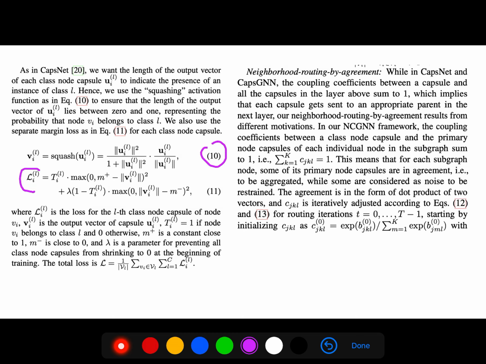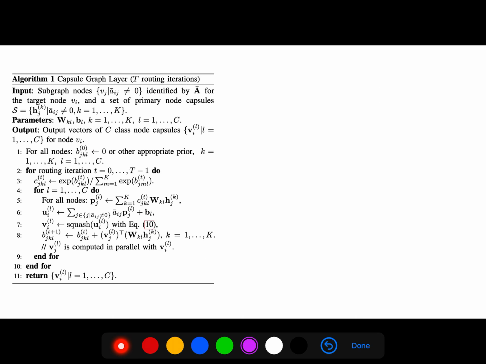And then we can calculate the loss of the l-th class node capsule of node v sub i. Once we have the subgraph nodes identified by A bar, the output is the output vectors of C class node capsules. So we want to learn these W parameters.